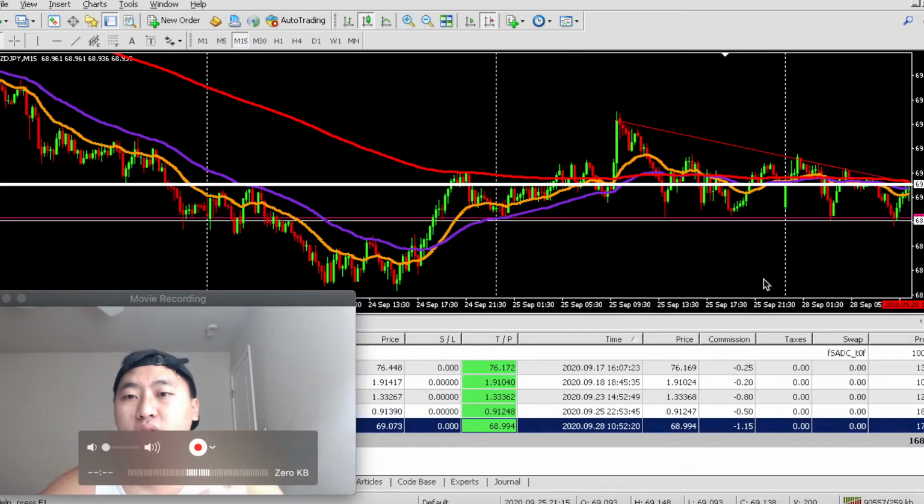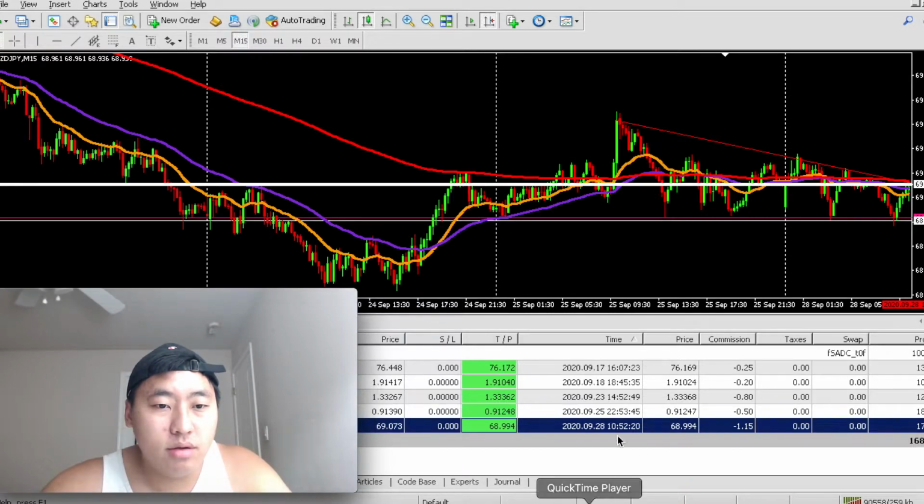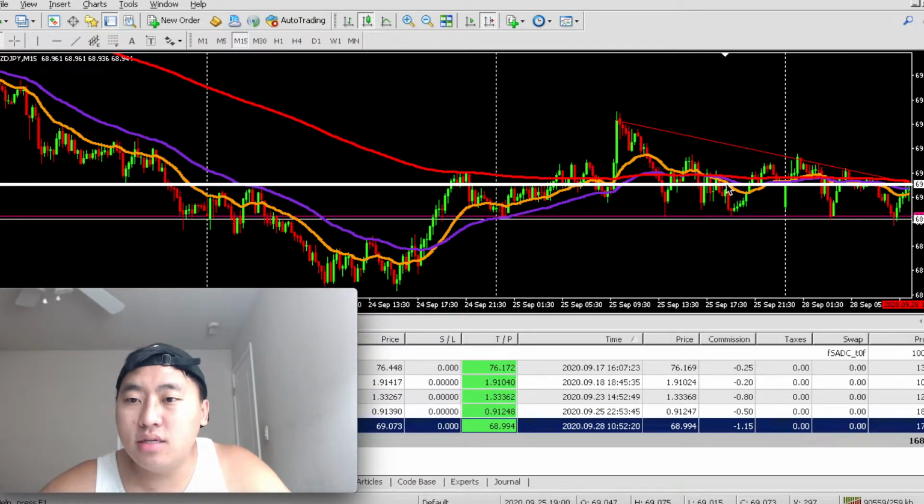Moving averages is one. I don't know why it does this sometimes. Oh, there you go. Moving averages is one. And then next is trend line. The next is support and resistance. My three confirmations. And then how do I find my take profit?